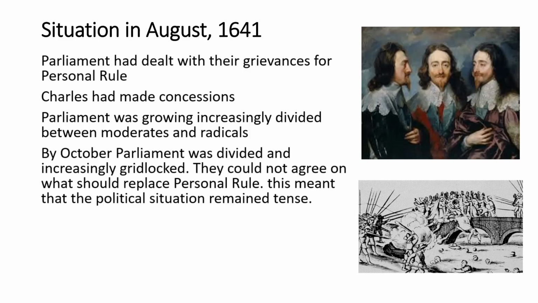By October, Parliament was divided and increasingly gridlocked. They could not agree on what should replace personal rule, and this meant that the political situation remained tense. So the political situation is in a delicate position. It's not resolved by this stage, and that means that a spark could set the whole political nation alight. And that's really what happened in October.